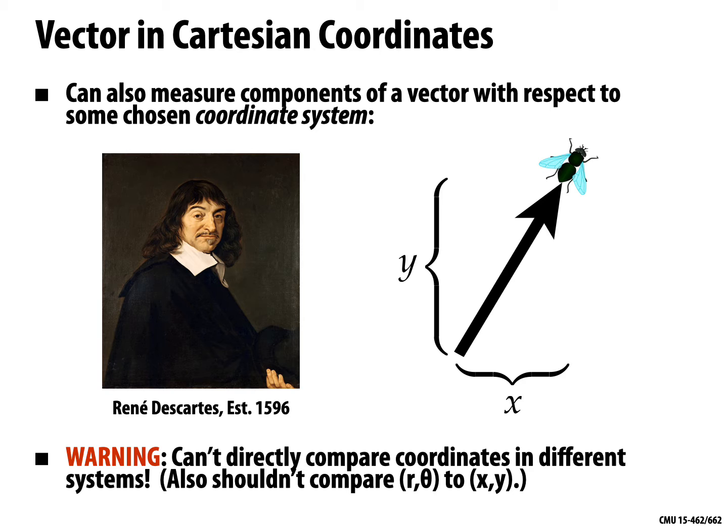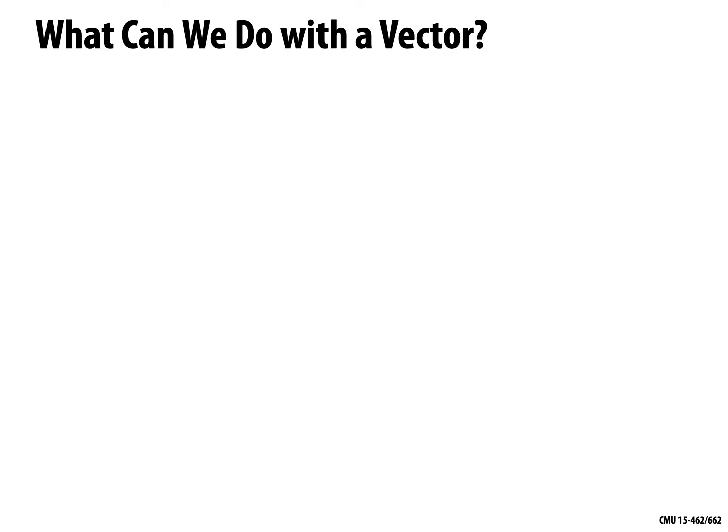Also, we should definitely not compare, let's say, polar coordinates to Cartesian coordinates. Right? If I want to check if two points are the same, I definitely should not just check if r, theta is equal to x, y. We have to do some kind of conversion. Okay? All right, so that's how to describe a vector.